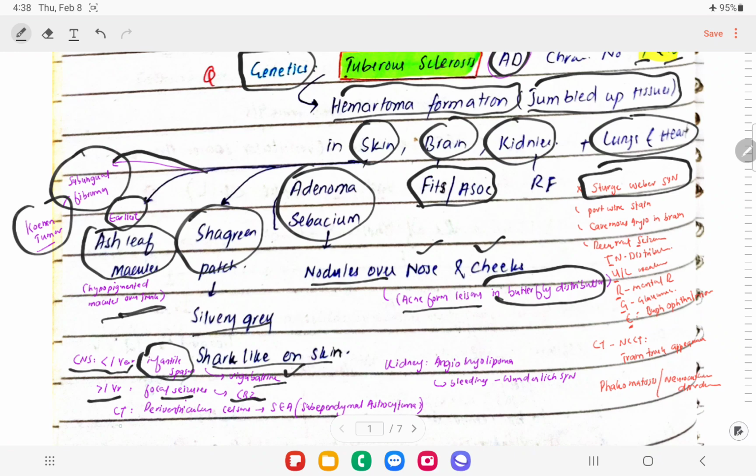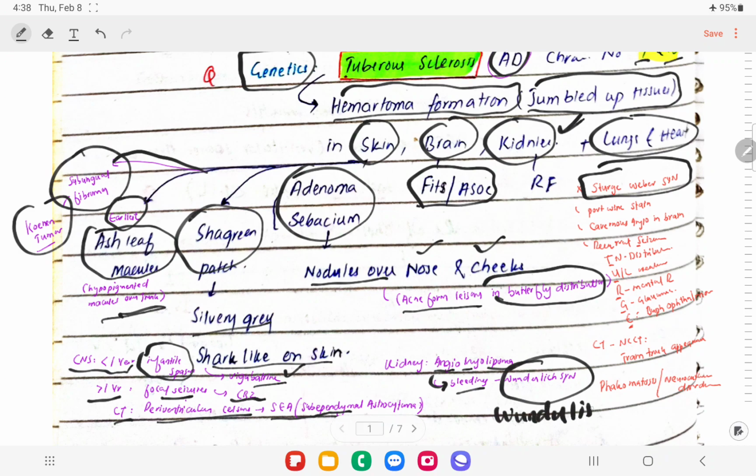If we get a CT brain, we're going to see periventricular lesions, right? These are called subependymal astrocytomas, right? These are diagnostic of tuberous sclerosis. The next part is the kidneys, where we can see these hamartomas, jumbled up tissues. Basically these are angiomyolipomas, right? They can spontaneously bleed into the kidneys, into the adrenal gland, and we're going to call it Wunderlich syndrome.